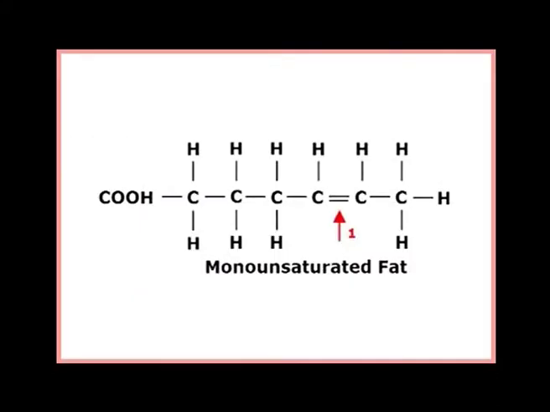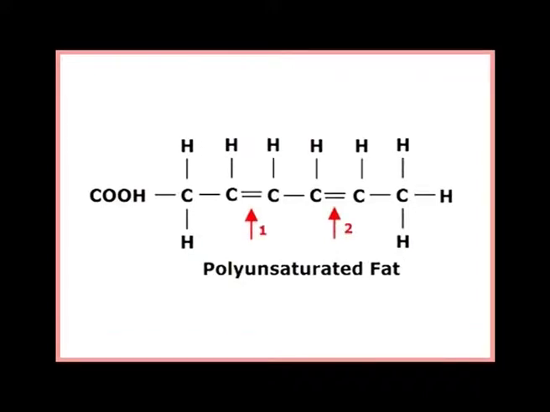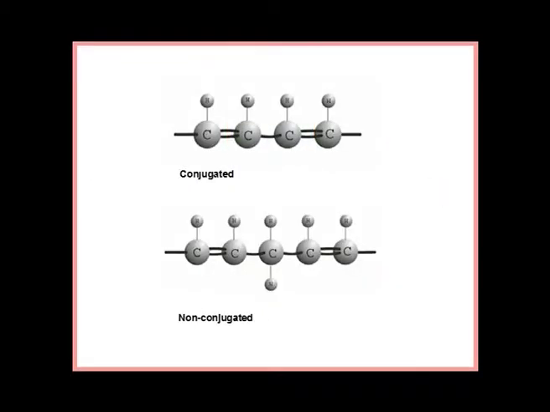When the fatty acid contains one double bond, it is called monounsaturated. If it contains more than one double bond, it is called polyunsaturated. Conjugated fatty acids are polyunsaturated fatty acids in which at least one pair of double bonds are separated by only one single bond, whereas non-conjugated fatty acids have one pair of double bonds separated by two single bonds.